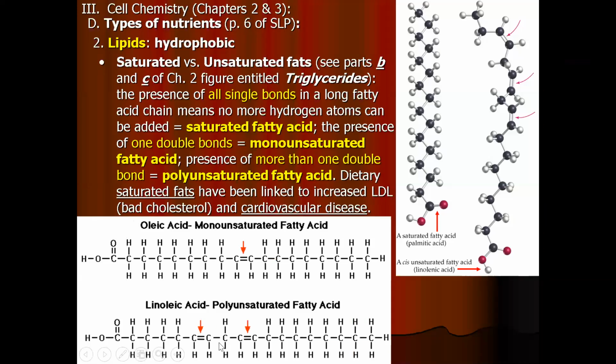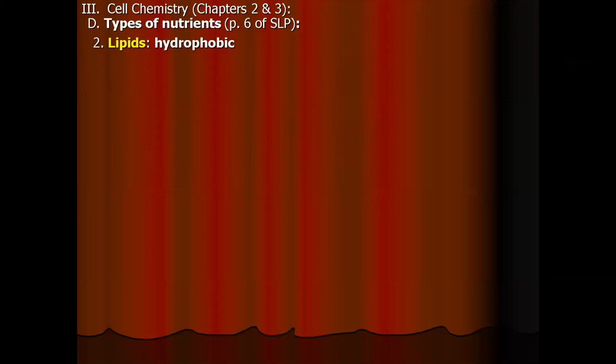So this is a polyunsaturated, and you can see it has more than 1. But notice, for every double bond, you'll lose 2 hydrogens. Everybody see that?